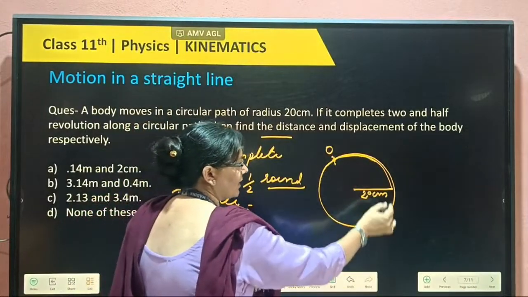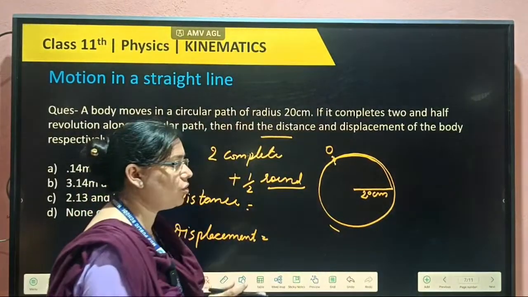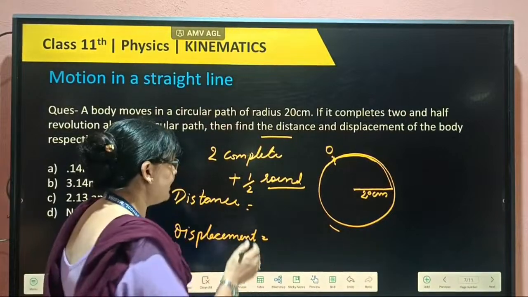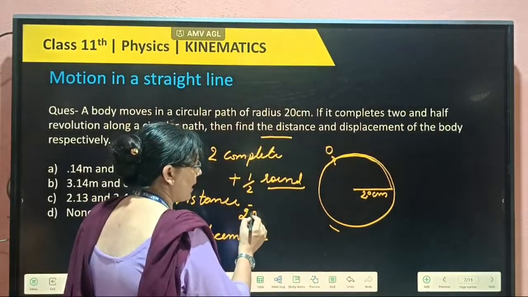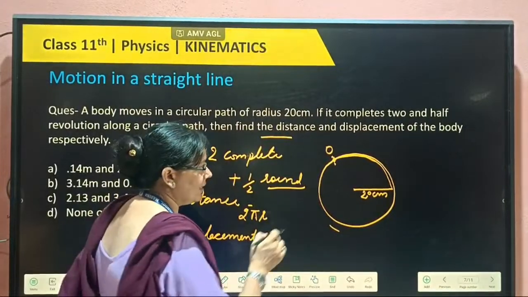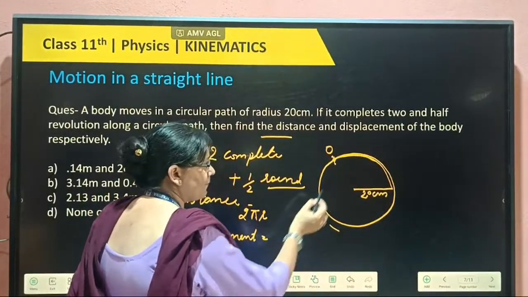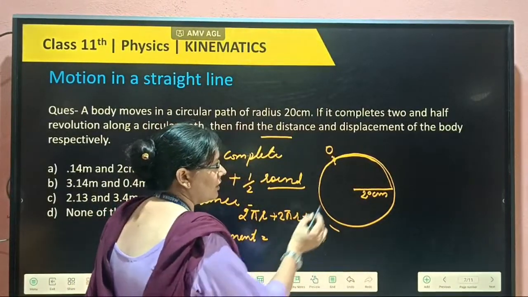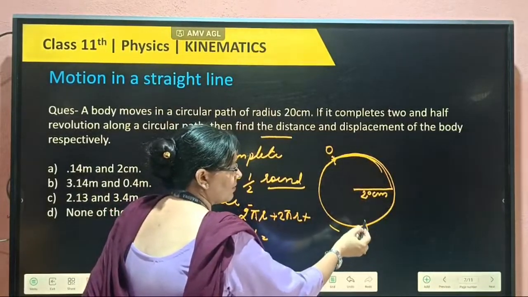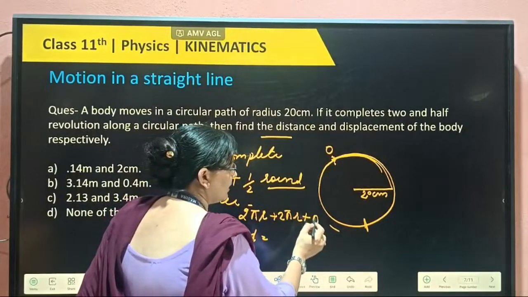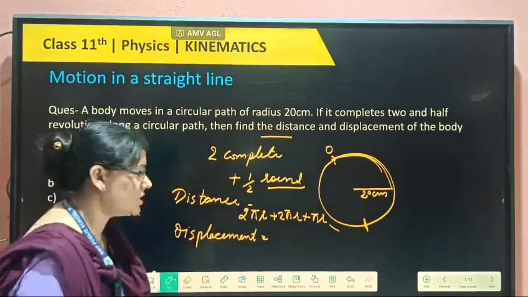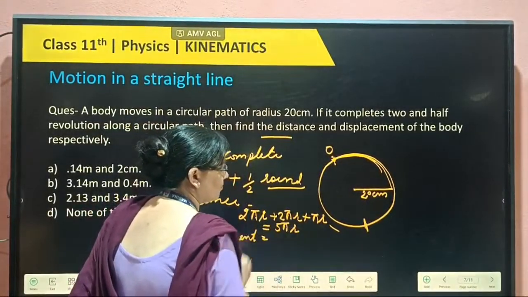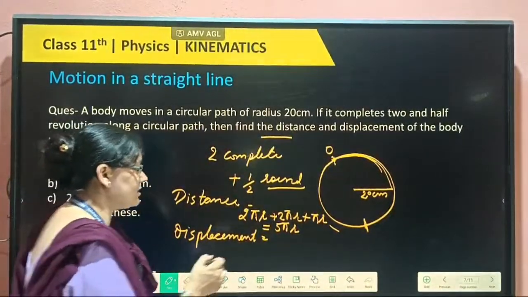Distance first. We are starting, then one complete round will be taken, and we know that the length of the circular path is always equal to the circumference. Circumference is equal to 2 pi r, where r is our radius. So one complete path length is 2 pi r. Second path, again 2 pi r. Then plus half round, means starting from here, the next point is this one, so half we can write as pi r. Understood or not? Adding these, our distance is 5 pi r.